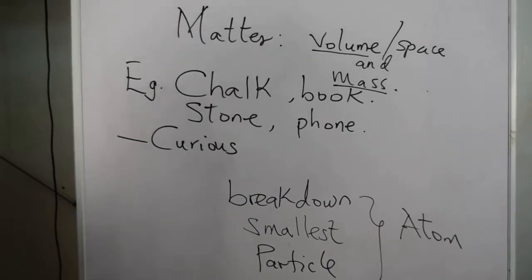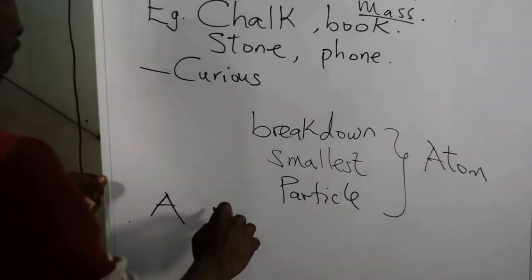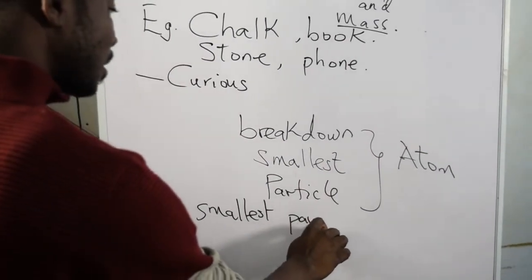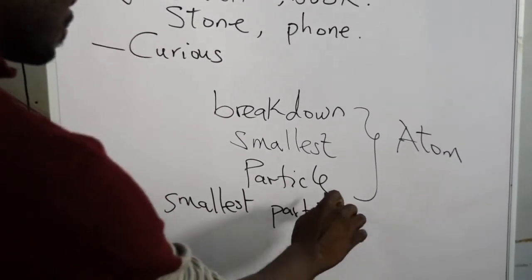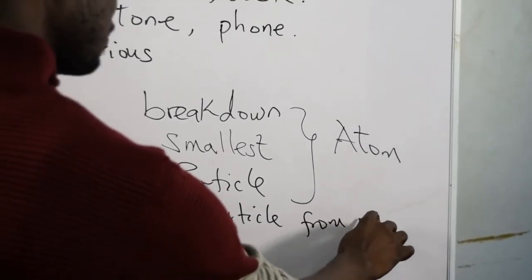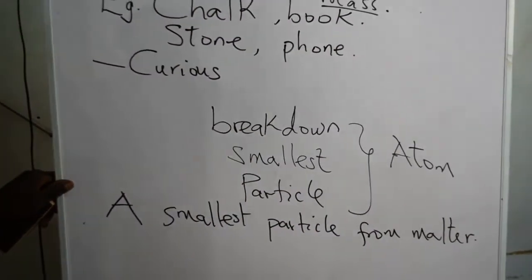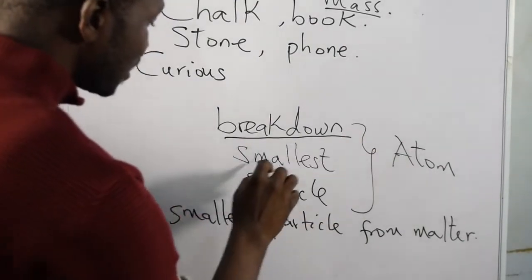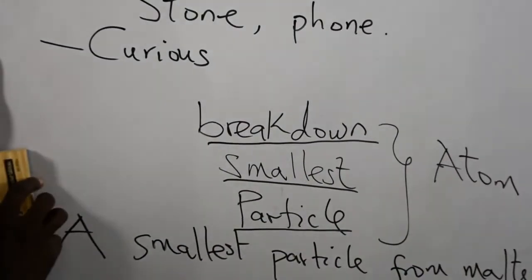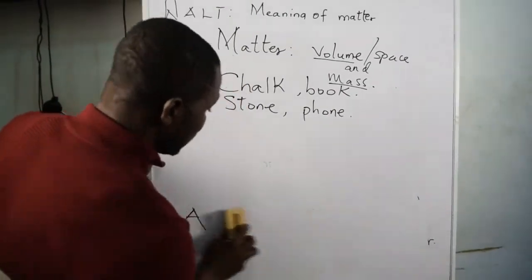So the definition for an atom in full is the smallest particle from matter. Note it, the key words that we are looking for in any examination is the smallest particle. So that is for matter, and then atom. I think we can move on.